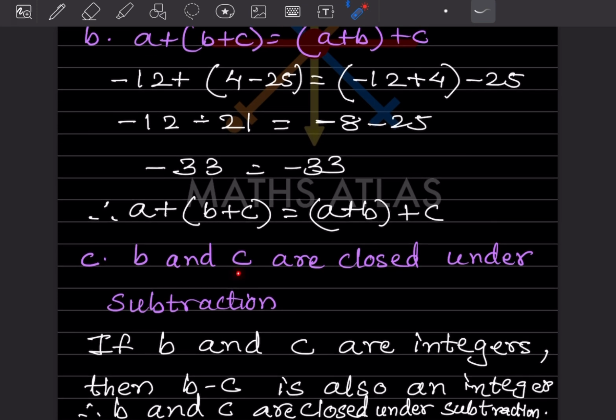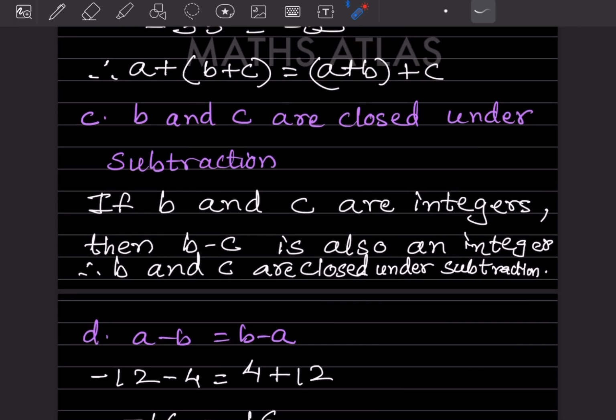Now here b and c are closed under subtraction. For this one, what we have to know is that if a, b and c are integers, then b and c is also an integer. So we can say b and c are closed under subtraction.